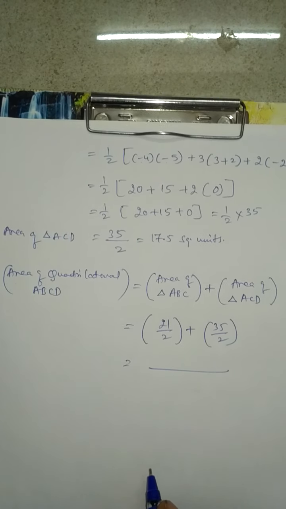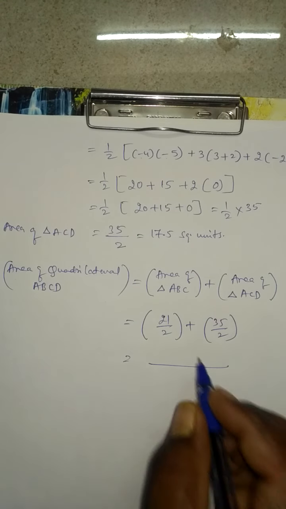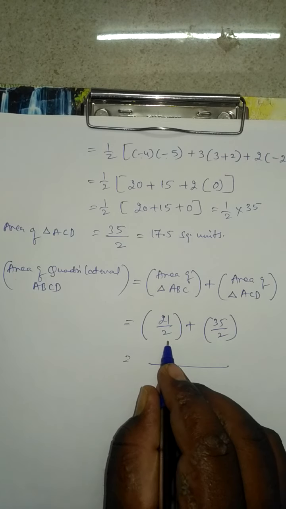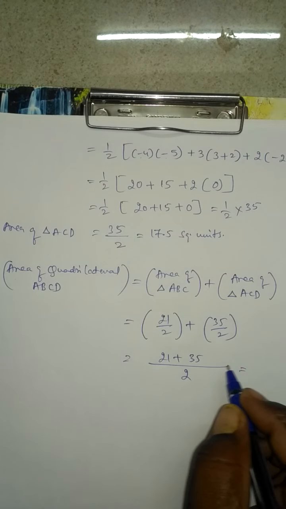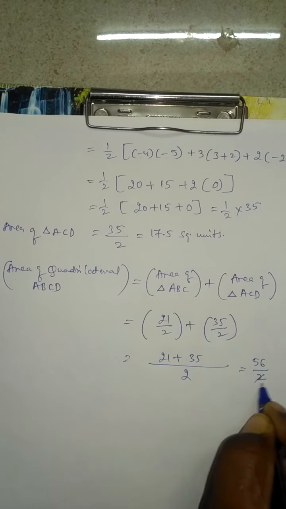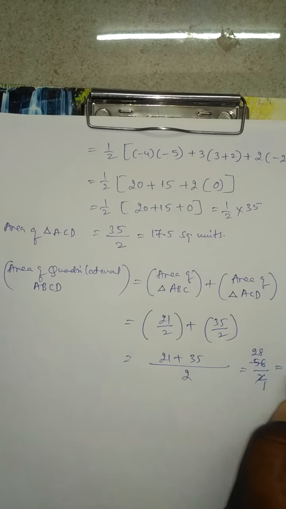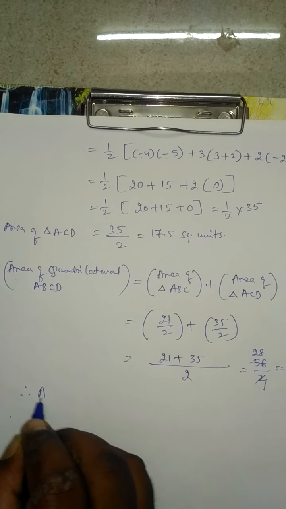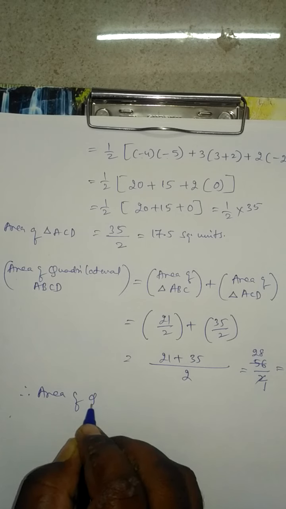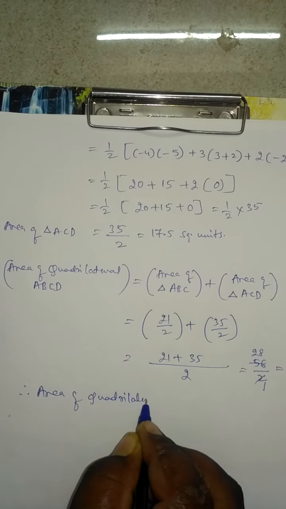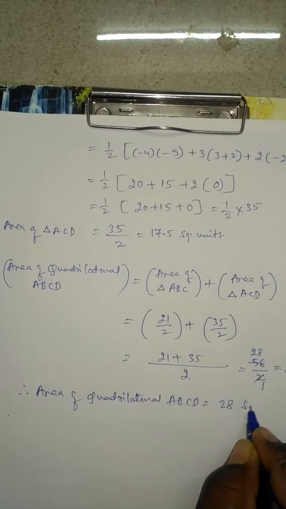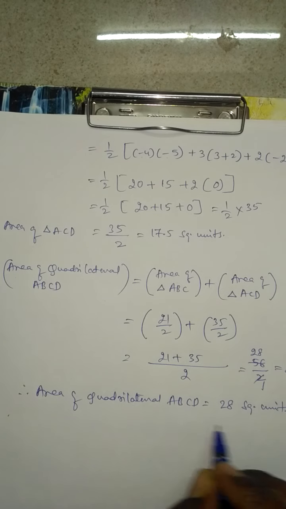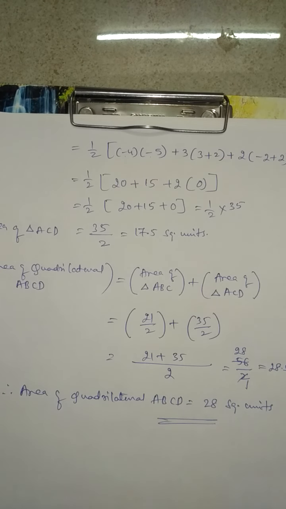So here denominators are same. If you add numerators, what happens? The denominator is same, 21 plus 35. So we have to add for this. It will become 56 by 2. 2 ones are 2, 28s are. So this is 28 square units. Therefore, area of quadrilateral ABCD is equal to 28 square units. This is our required solution.